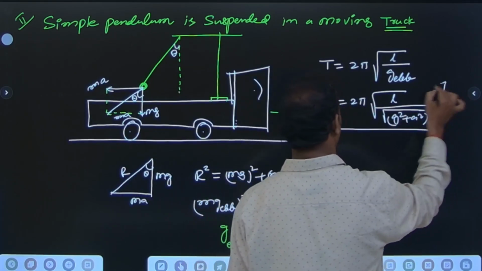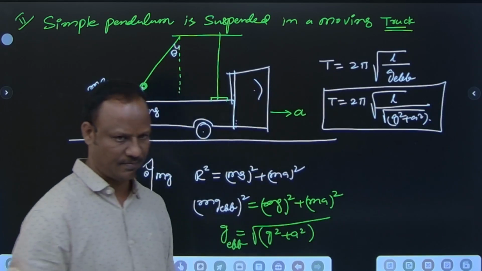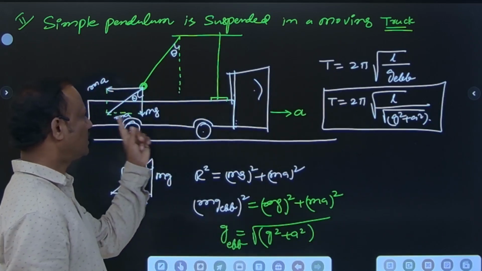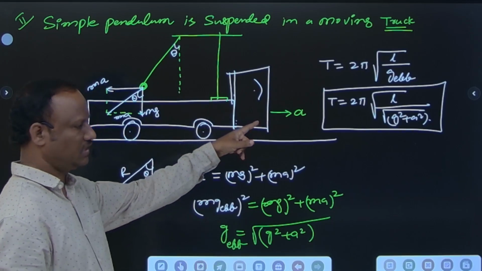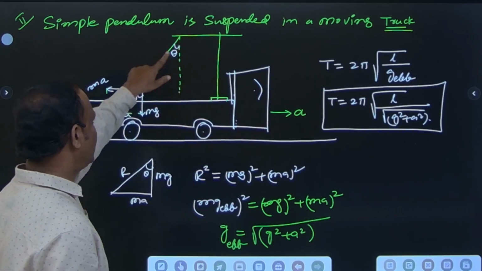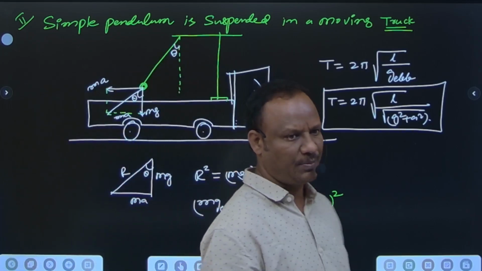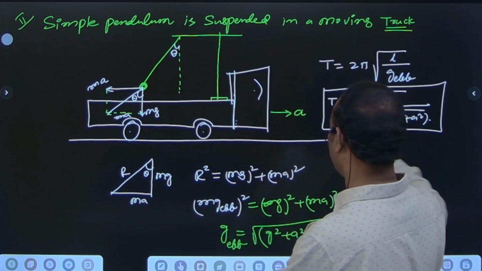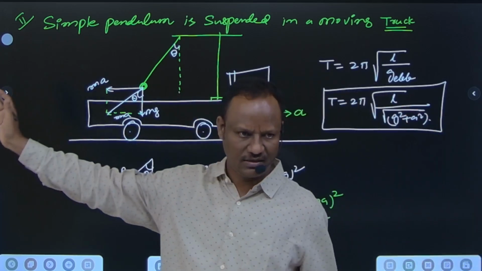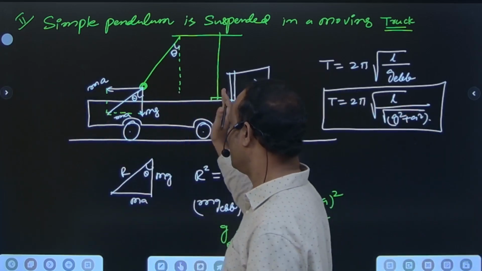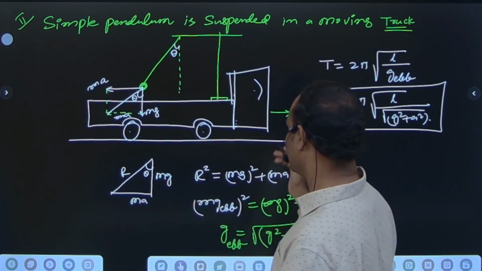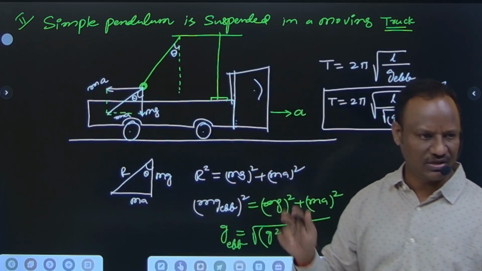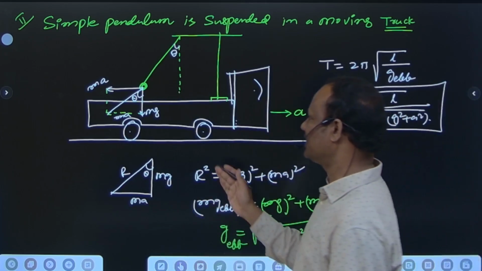So when the truck is moving on a straight line path with an acceleration a, a pendulum is suspended on the truck. Then what happens? The pendulum moves in the backward direction. It makes oscillations. So what will be its time period? To know its time period, we should find its effective acceleration.